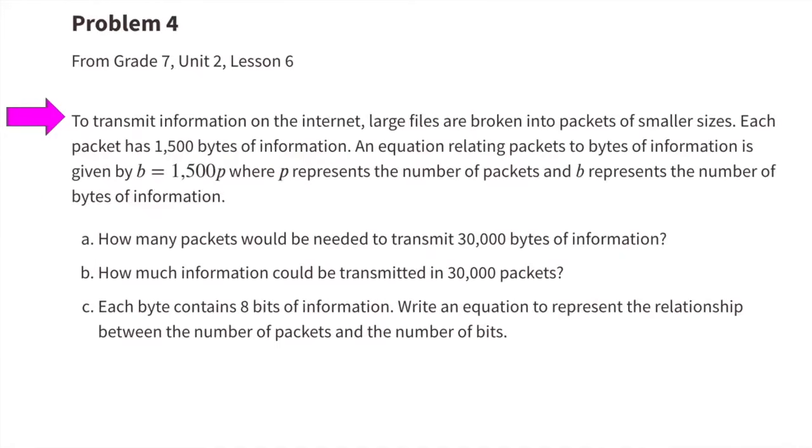Number 4. To transmit information on the internet, large files are broken into packets of smaller sizes. Each packet has 1,500 bytes of information. An equation relating packets to bytes of information is given by B equals 1,500 times P, where P represents the number of packets and B represents the number of bytes of information. A. How many packets would be needed to transmit 30,000 bytes of information?